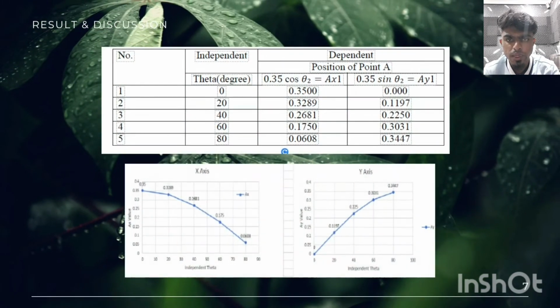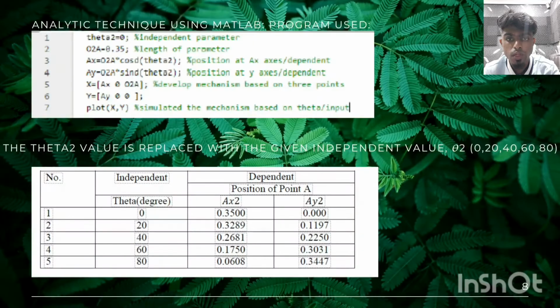After that, using the MATLAB software, I have developed the coding to carry out the position analysis of the AX and AY axes for the different independent parameters. It was given in the question that the independent parameters are 0, 20, 40, 60, 80. This is the coding I have developed using the MATLAB software. After developing the coding, we can obtain the results of the different independent parameters.